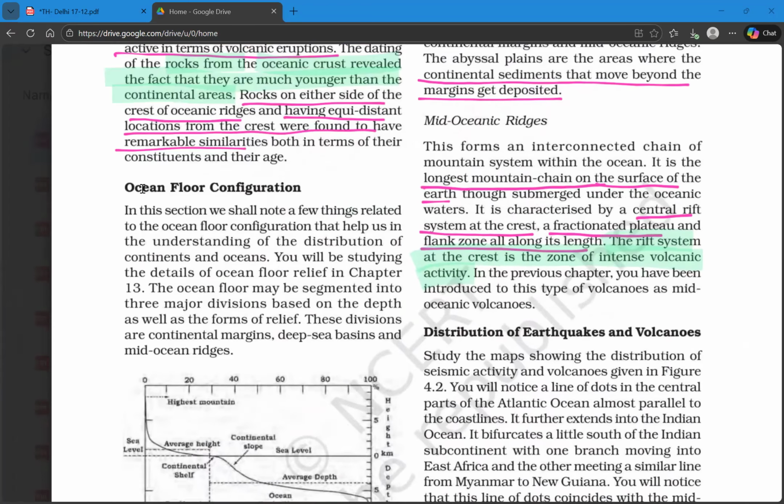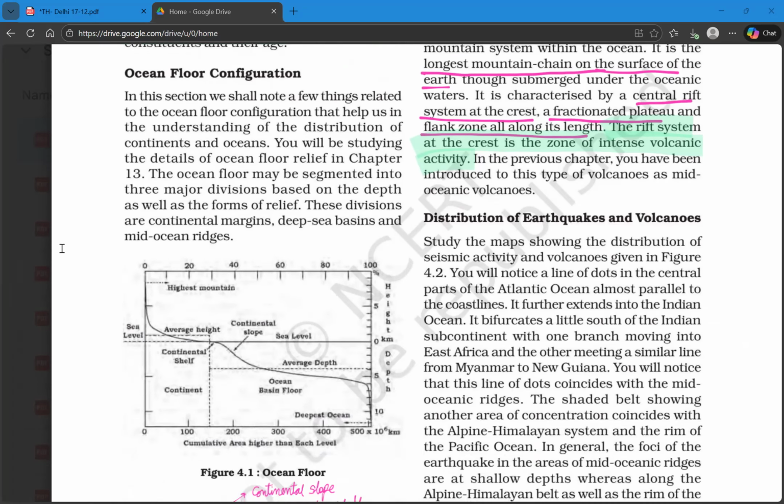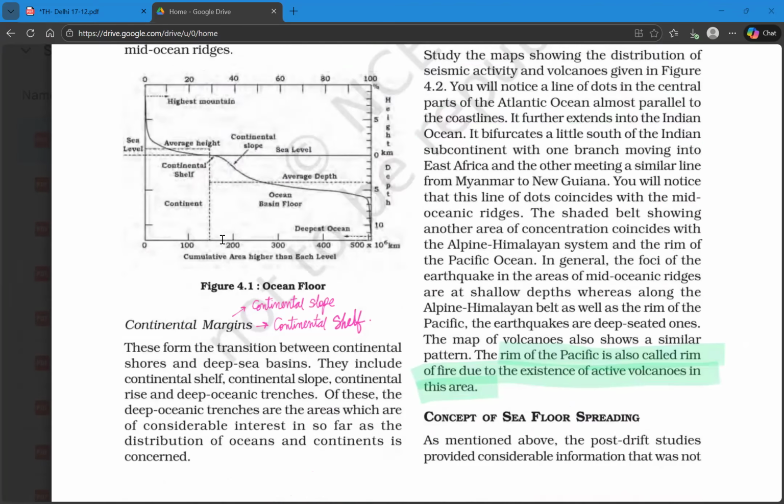In ocean floor configuration, we shall note a few things related to the ocean floor configuration that help us in understanding the distribution of continents and oceans. The ocean floor may be segmented into 3 major divisions based on the depth as well as the forms of relief. So how many divisions? 3. These are continental margins, deep sea basins, and mid-oceanic ridges.